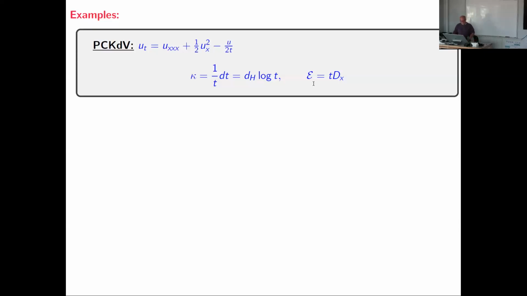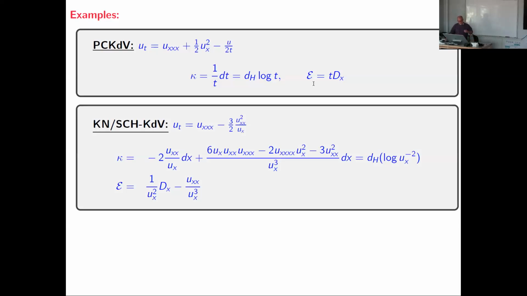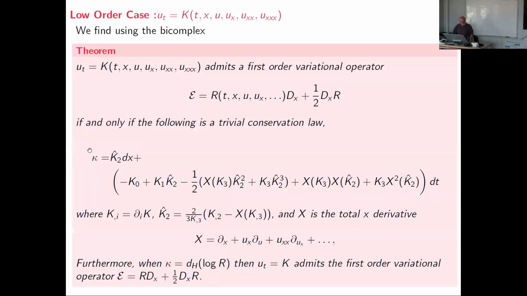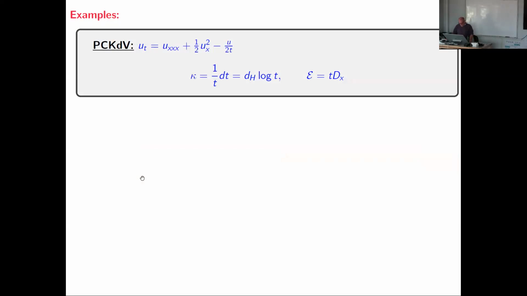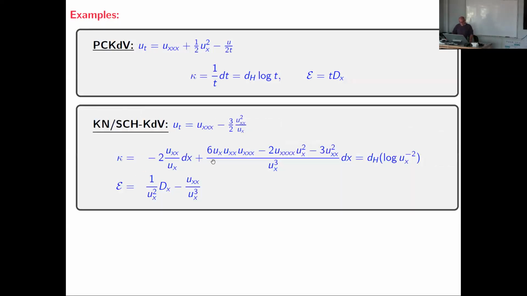But let's bump it up to maybe a little bigger one here. So here's the Kirchhoff-Novikov or the Schwarzian KdV. So if I take this equation, I crank out this form I call kappa, crank it out, and this is what you get. And then the question is, so this turns out to be a conservation law.